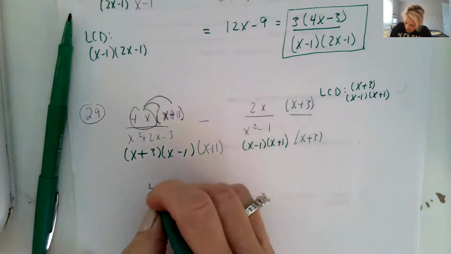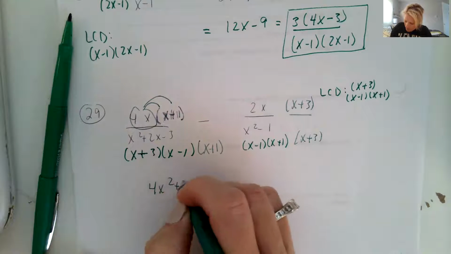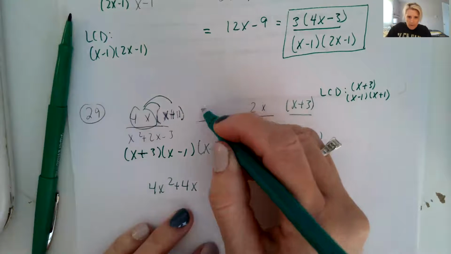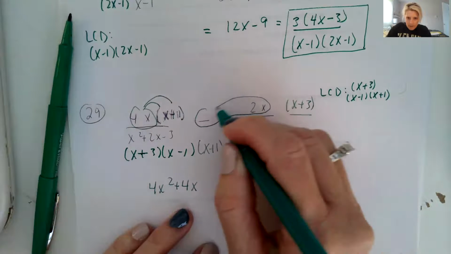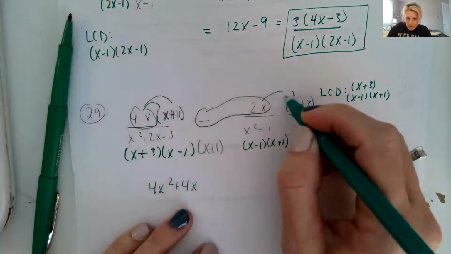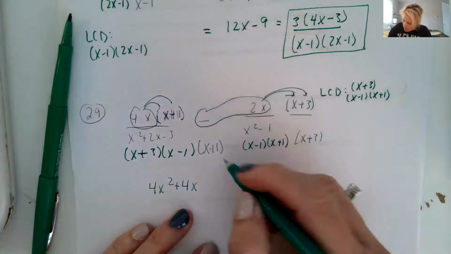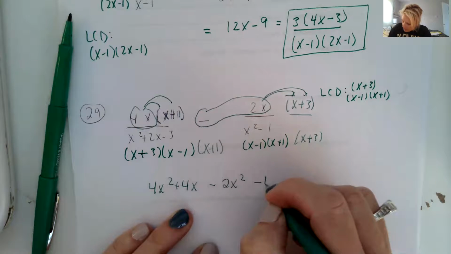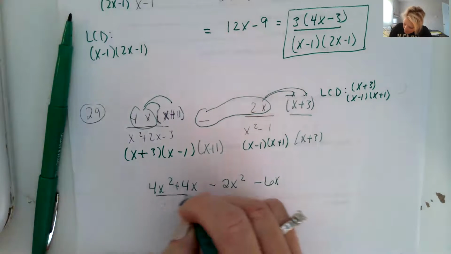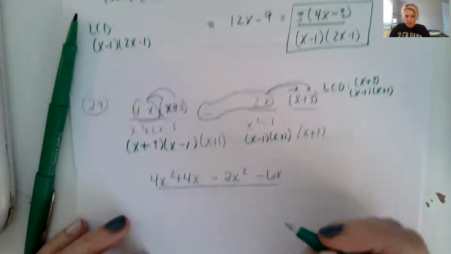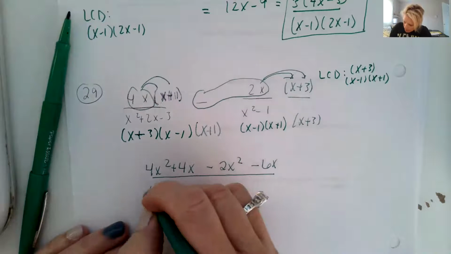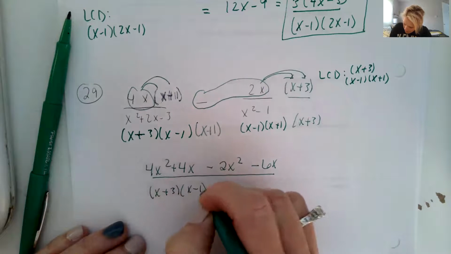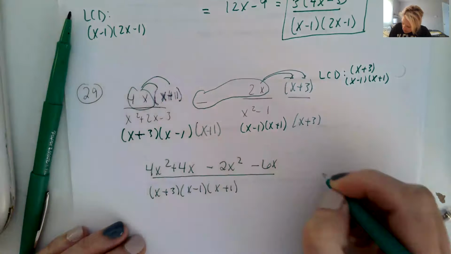So that's going to be 4x squared plus 4x. And then over on the right, we have to remember we have to distribute that negative as well as the 2x to the x and the x plus 3. So it's going to be a minus 2x squared minus 6x all over my denominator. And I'm just going to leave my denominator in factored form. So x plus 3, x minus 1 and x plus 1.